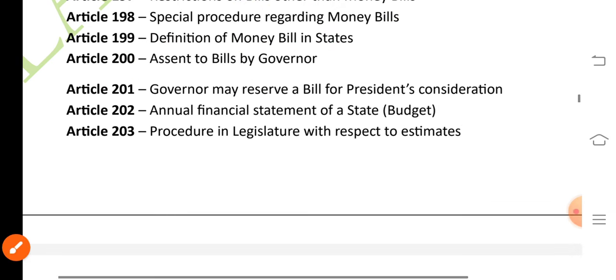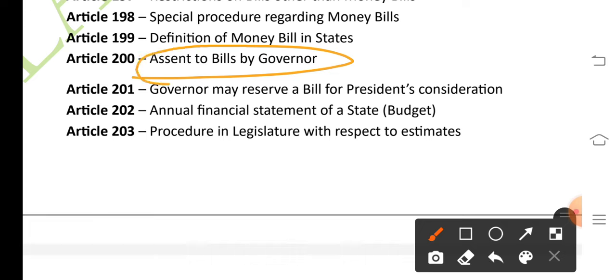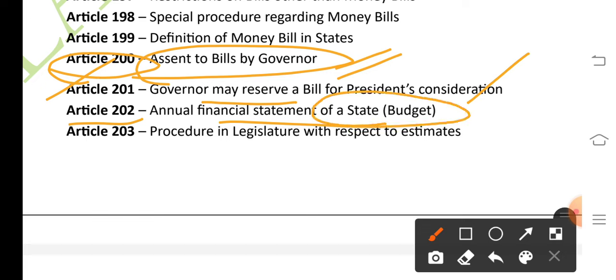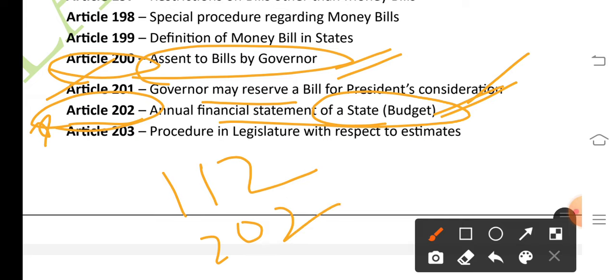Recently there is a lot of discussion regarding this delay of assent to the bills by the governors, etc. So this is an expected question in the upcoming CGL mains or in any other government related exams. Okay, next, article 201, that is governor may reserve a bill for president's consideration. Article 202, annual financial statement of state, that is state budget. Article 202, very important. At the center it is article 112, at the state it is article 202.